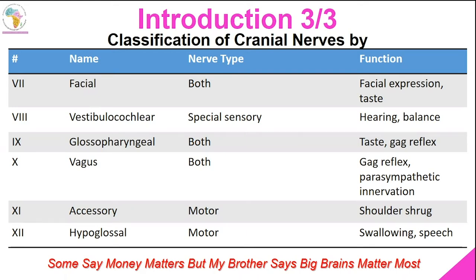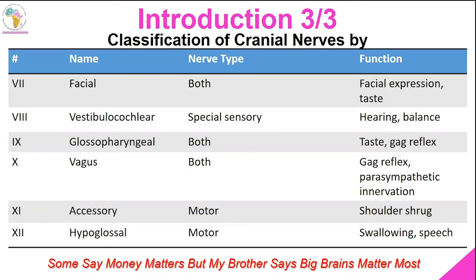Thank you. So we have the facial cranial nerve, which has a functional modality of both motor and sensory, and it is responsible for innervating the muscles of facial expression, as well as taste in the anterior 2/3 of the tongue. We have the vestibulocochlear nerve, which is the 8th cranial nerve, has a special sensory function, which is to hear and balance.